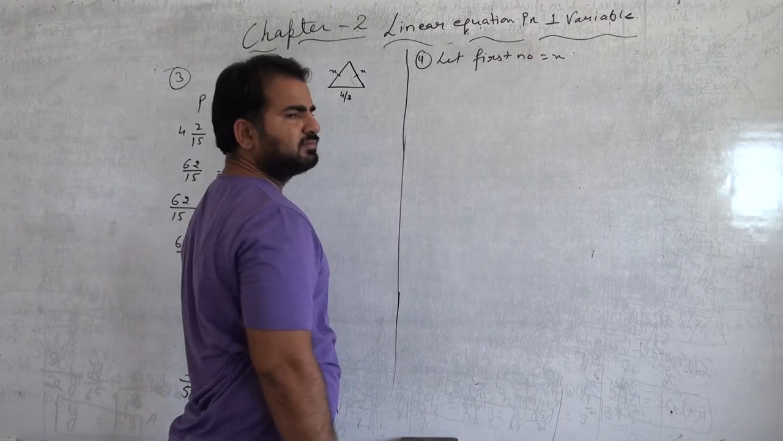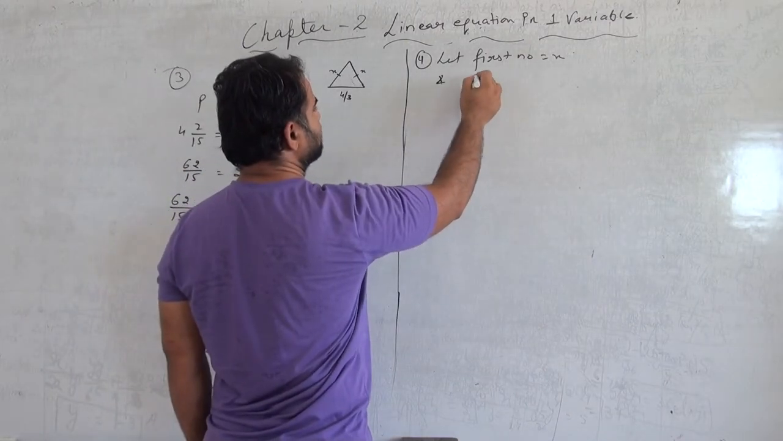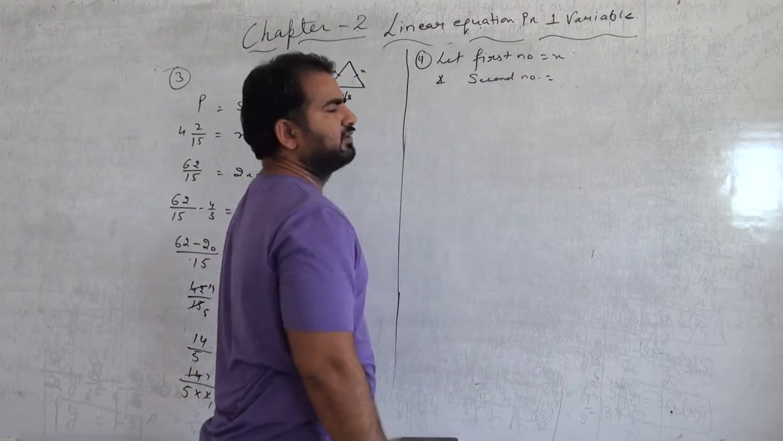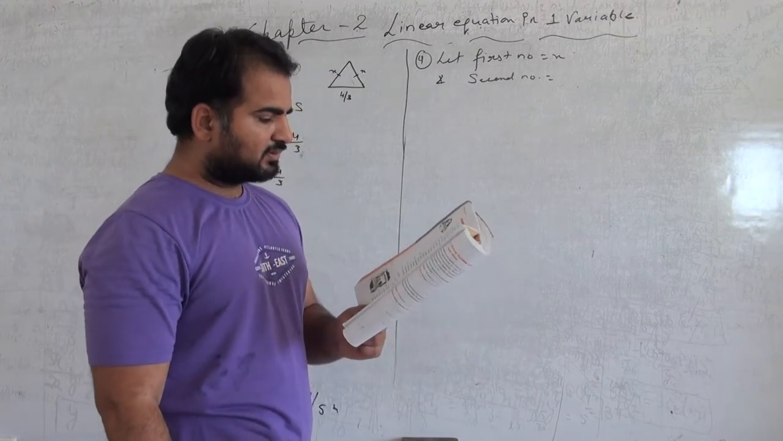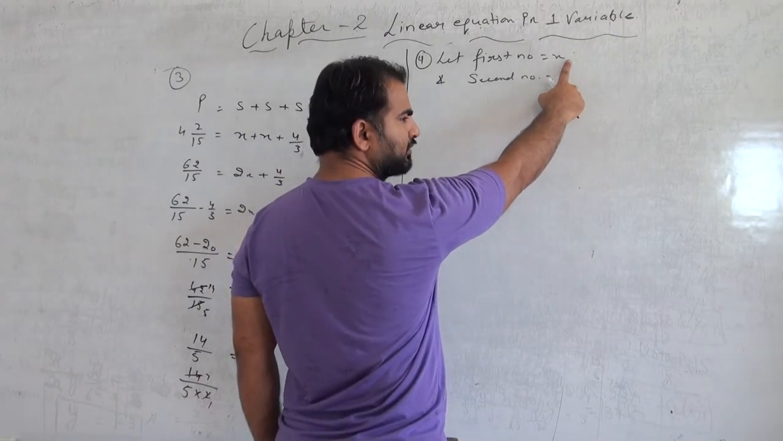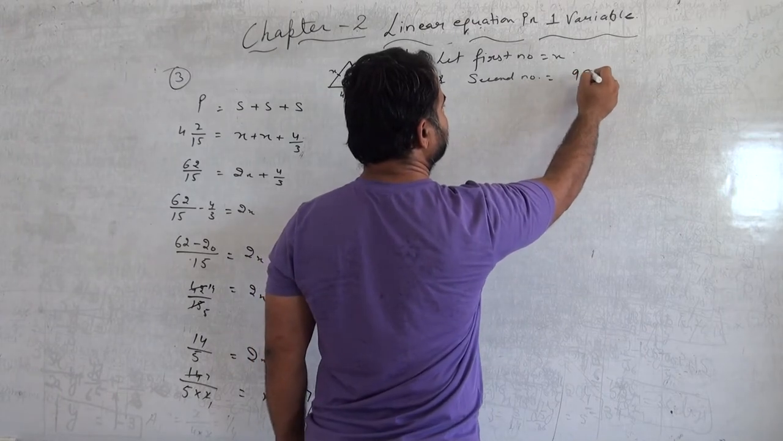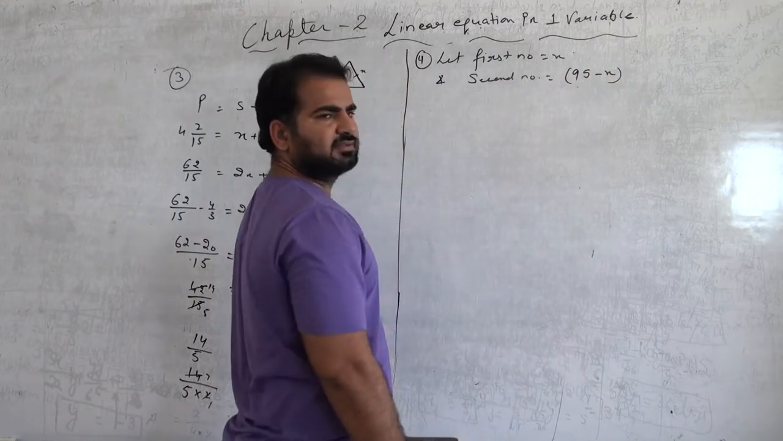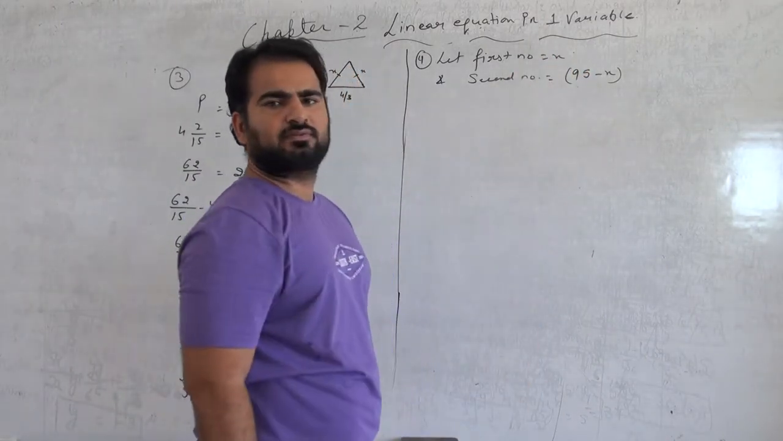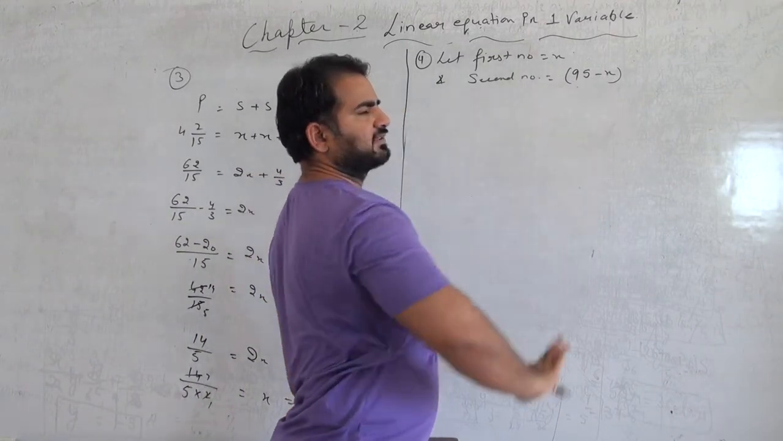Let the first number equal x and the second number equal... the total was 95. So when we subtract x from the total, we get the second number. So the second number will be 95 minus x, because the total of both these numbers is 95 and the first number is x, so the second number will be 95 minus x.